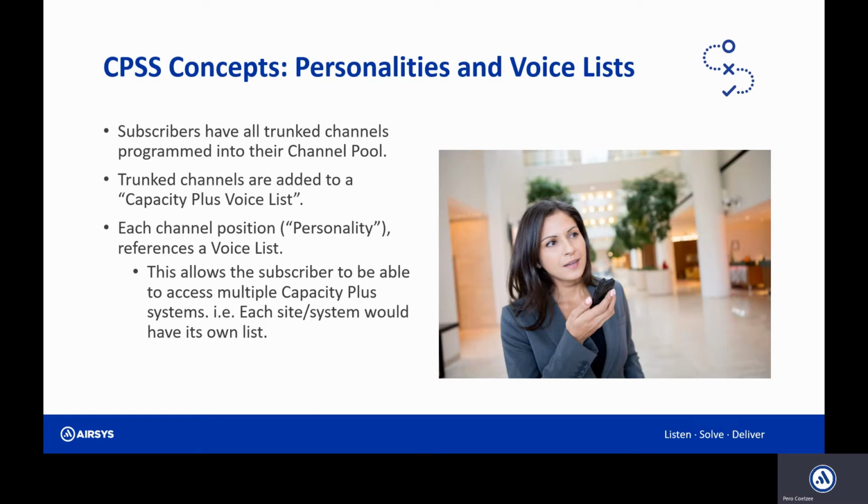So subscribers all have trunked channels programmed into the channel pool. With a Capacity Plus system, you do not program the channels into the normal channel zone, where you would normally do that in a conventional system. The frequencies and the channels all go in a channel pool. And these trunk channels are then added to a Capacity Plus voice list. So this is a little bit like the roam list in an IP Site Connect system, but in Capacity Plus, it's called the voice list. And this is where your radios will scan to find all of the available channels.